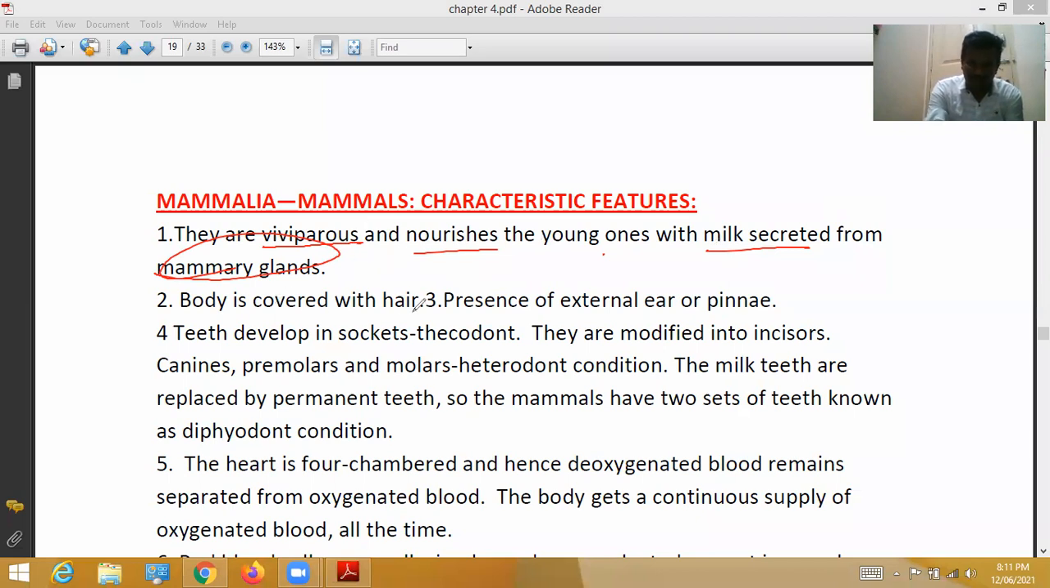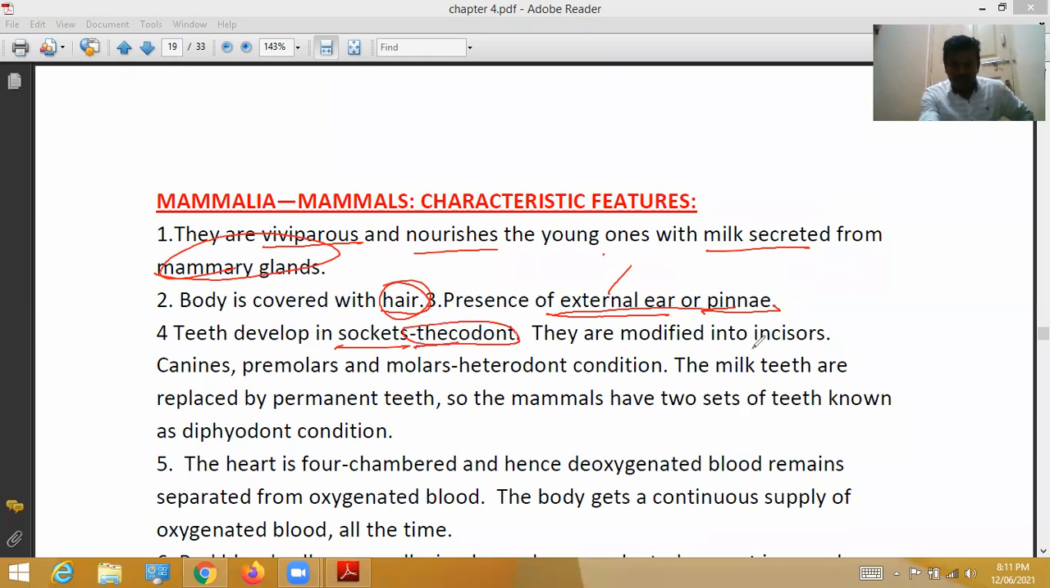The body is covered with hair. Presence of external ear or pinna. So they have an external ear. That ear is also called pinna. Teeth develop in sockets. That kind of development is called thecodont dentition.